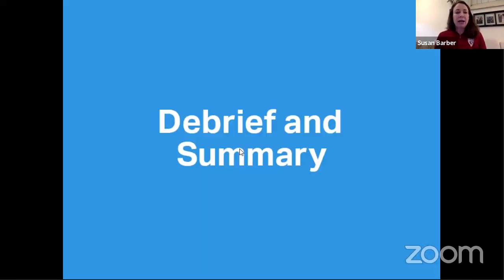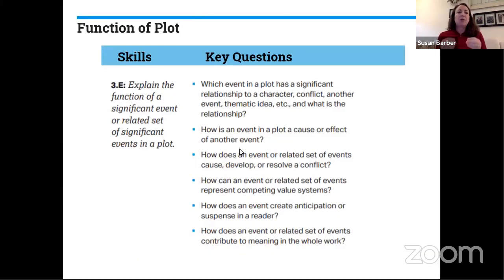So let's look at what we talked about today. Thinking about structure, or thinking about a significant event or a series of events in the plot, and not just identifying those, but thinking, how does this shed light on a broader context of the plot? So here's some key questions. Again, these questions are just ways for you to help make meaning of this. What event in the plot has significant relationship to a character, conflict, another event, a thematic idea? And what is that relationship?